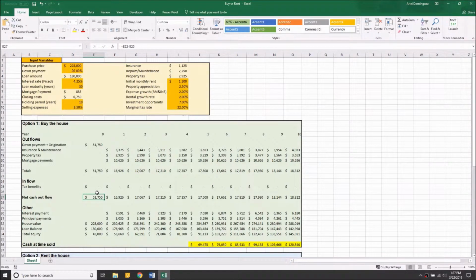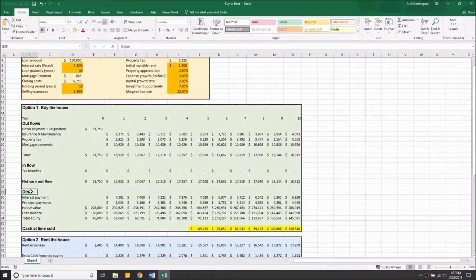So in year 0, our cash outflow will be just the down payment, the $51,000, and then in year 1 through 10, we'll have the mortgage payment, the insurance, the repairs and maintenance, and all the other expenses. Now for the other category, we just have details that could just help us find calculations. For example, the interest payment just helps us find the tax benefit, because we need to know the interest that we paid to see if we have a tax benefit. And it also helps us find the principal payment, which is just the mortgage payment minus the interest. And quickly, just if you want to get the interest rate, this is the formula.